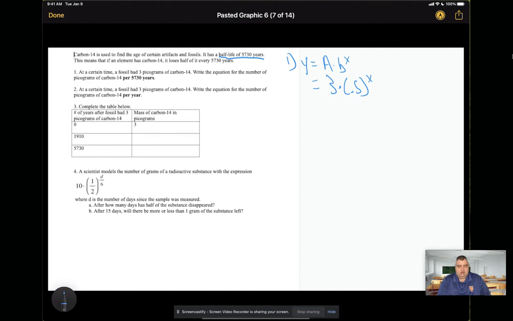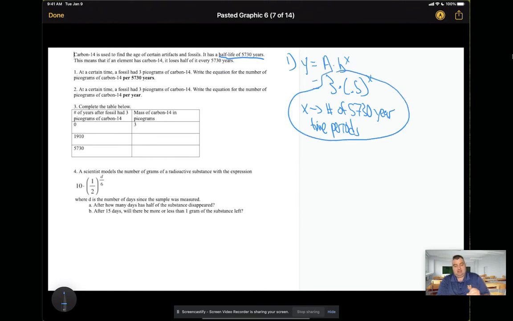And then it's important to realize that x is not the number of years. x in this case is the number of 5,730-year time periods. So this is my answer to number 1.